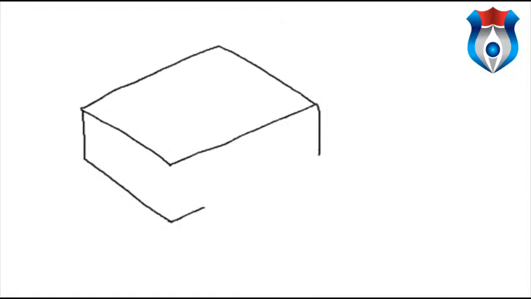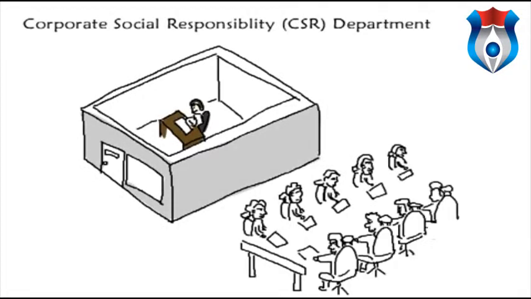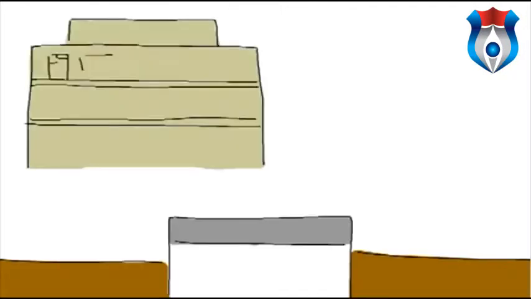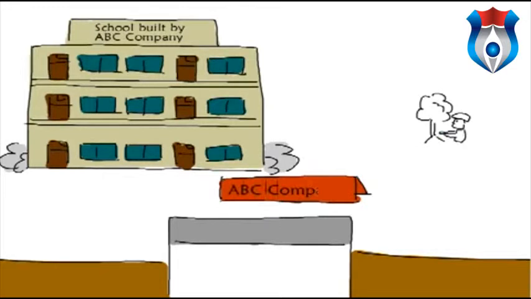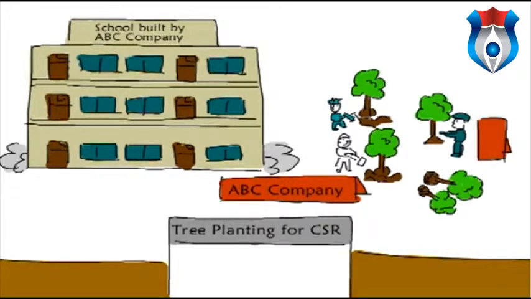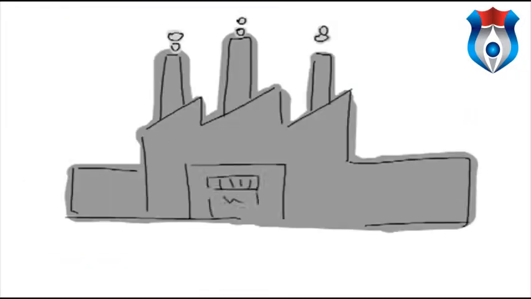So they made a special new department in the company, the Corporate Social Responsibility Department, and gave them the job of making the company socially responsible. The CSR departments did great work, donating money to build schools, contributing to local charities, organizing community events, and tree planting. All good news. The only problem was, it wasn't really helping that much.